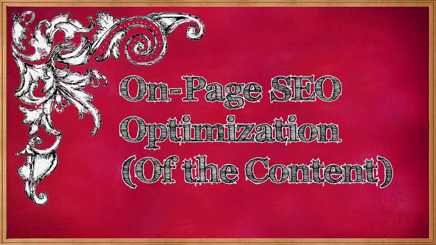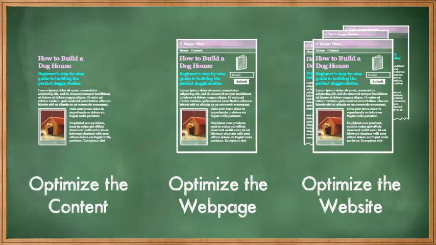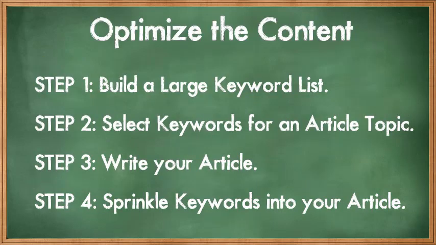In this video, we'll be talking about the first stage in the on-page SEO task, the SEO optimization of the content, the article content. So we might break this step down into 4 steps. Step 1, you build a large keyword list. Then you select keywords for an article topic, you write your article, and then you sprinkle your keywords into the article content. So let's go over each one a bit more.